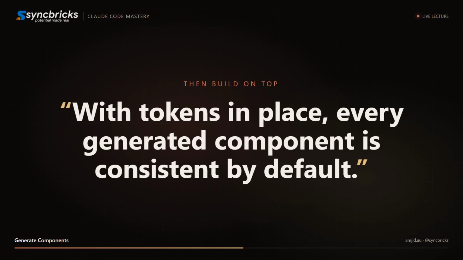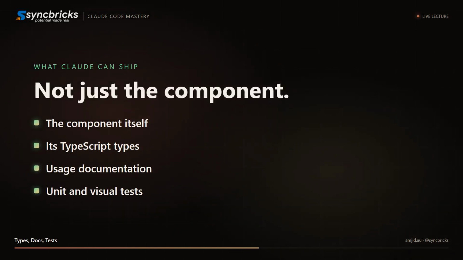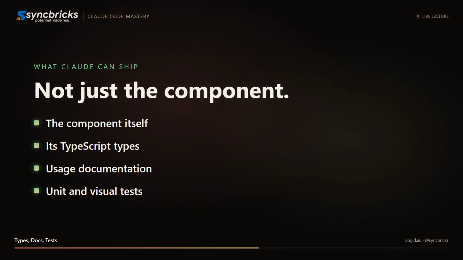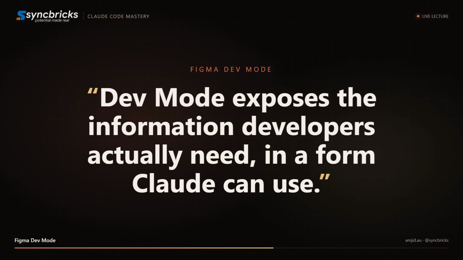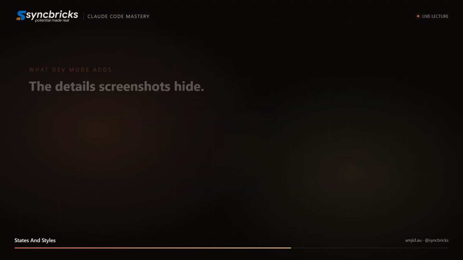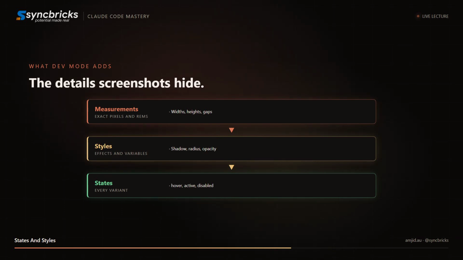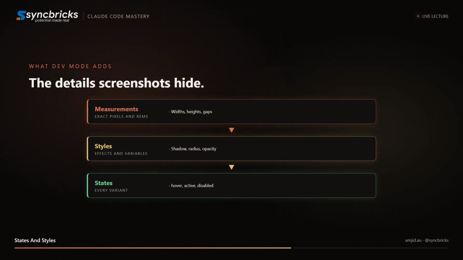You can also generate complete components from Figma designs. This includes not just the main component, but also supporting elements such as types, documentation, and tests. This creates a full implementation pipeline from design to production-ready code. Figma Dev Mode further enhances this process. It provides developer-specific information such as measurements, styles, annotations, and component states. With this data, Claude can generate more complete implementations, including handling different states like hover, active, and disabled.